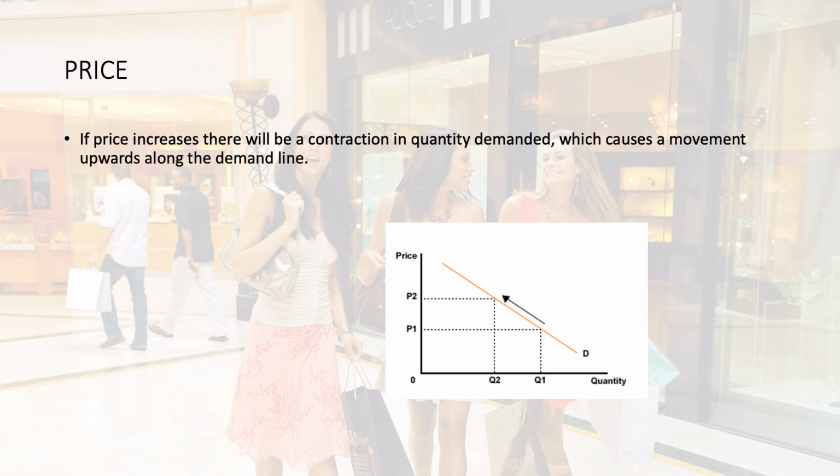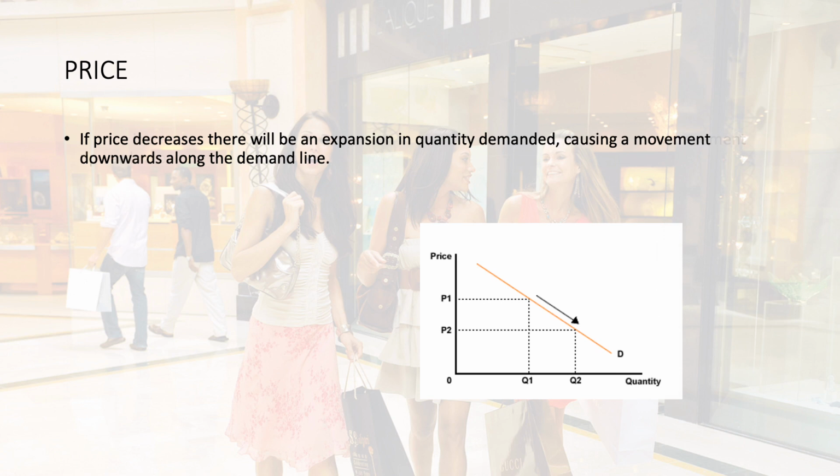So obviously, if a price increases, there will be a contraction in the quantity demanded, and that causes a movement upwards along the demand line. You can see it in our diagram here, that because price has gone up, the quantity demanded is reduced or contracted, and as a result, the arrow is pointing to the left because demand is falling as the price goes up. Likewise, if the price goes down, demand increases. In this case, it's an expansion of demand, and more would be demanded as the prices become cheaper.